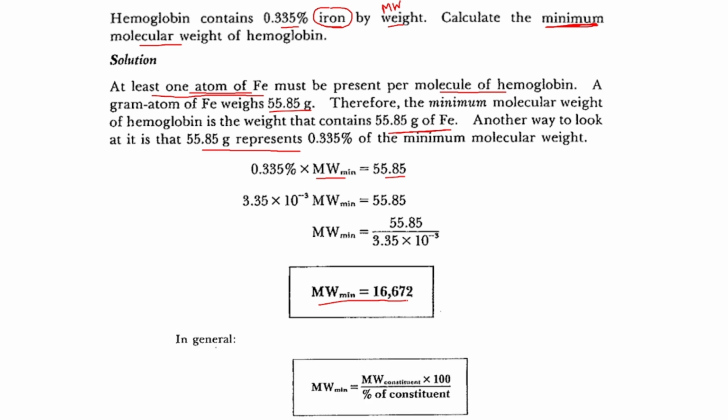So in general, we have the formula. Although we do not have a strict formula, you can remember it to solve problems quickly. The minimum molecular weight is the molecular weight of the constituent, here iron, times 100 divided by the percentage of the constituent. So this is basically this step. To put it simpler, this is the formula. Although there is no hard and fast rule to remember it, you can solve any problem logically.